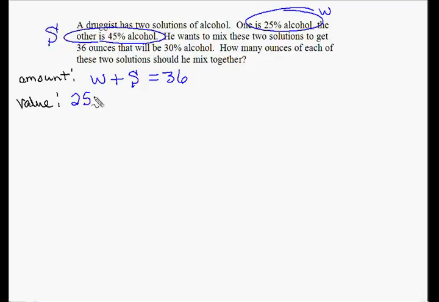The weak solution is 25% alcohol, and both those get multiplied together, as well as the 45% getting multiplied to the strong solution. And when we're all done, we want it to be a 30% solution for all 36 ounces.